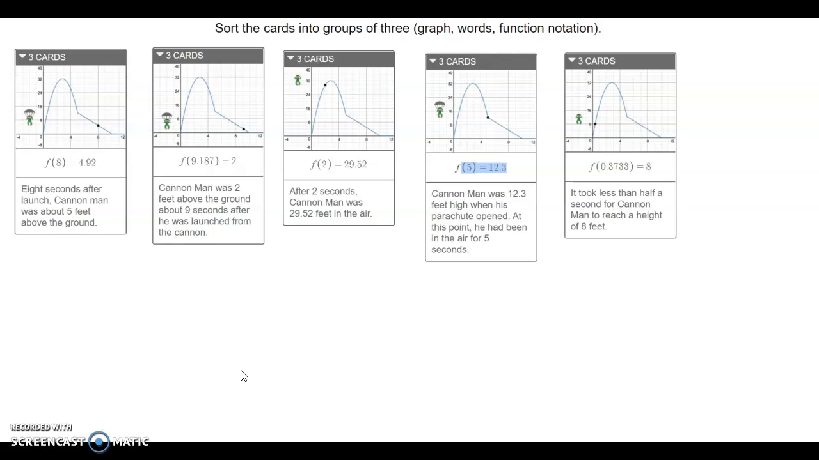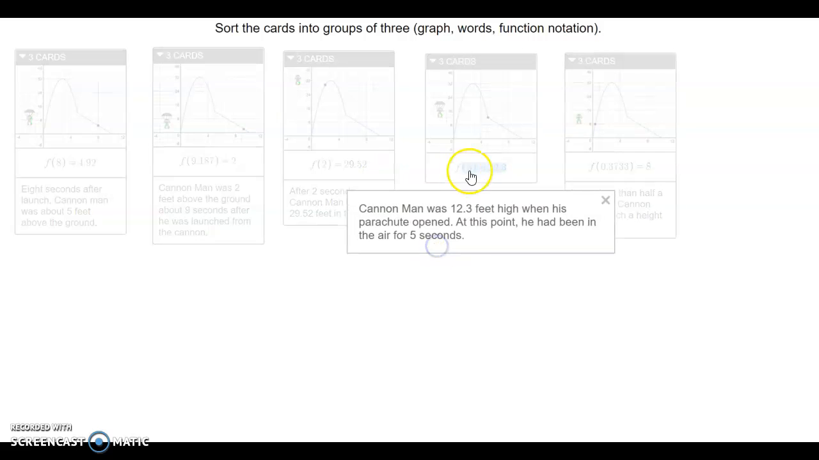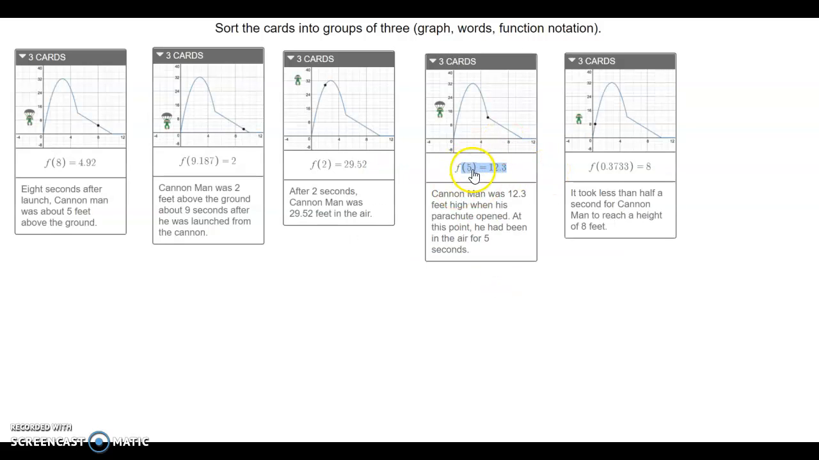So this is what it should look like now. Okay, after 8 seconds, so the function f(8) equals 4.92. The function f(9.187) equals 2. The function f(2) equals 29.52. The function f(5) equals 12.3. And then the function f(0.3733) equals 8. So all of these should match and you should be good to go. Let's go to the next slide.